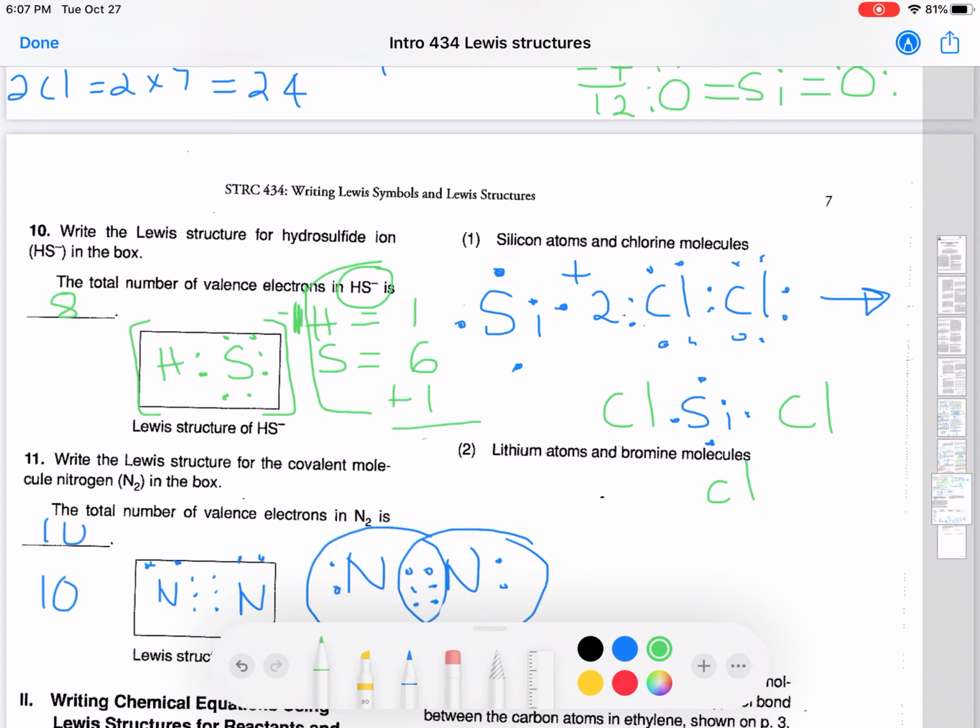chlorine, chlorine, chlorine, 1, 2, 3, 4, 5, 6, 7. Don't have space, but you understand what I'm doing over here. Each chlorine has 7 electrons. It pairs up with the silicon electrons to give you SiCl4. So silicon plus 2 chlorine molecules give you SiCl4. Okay.